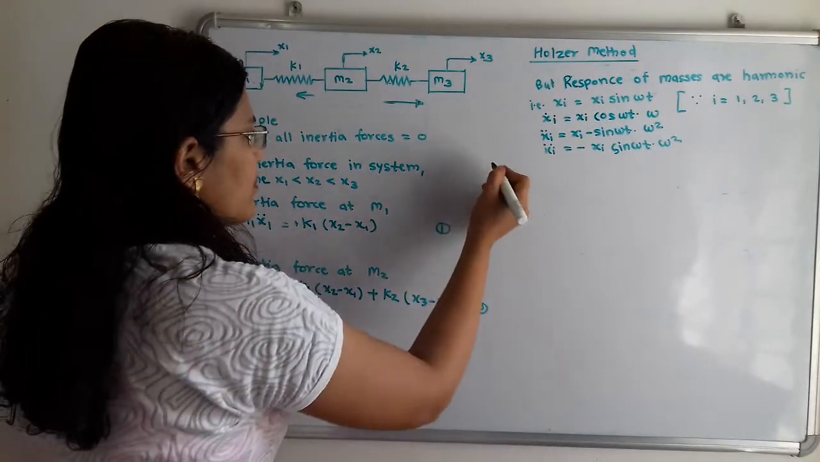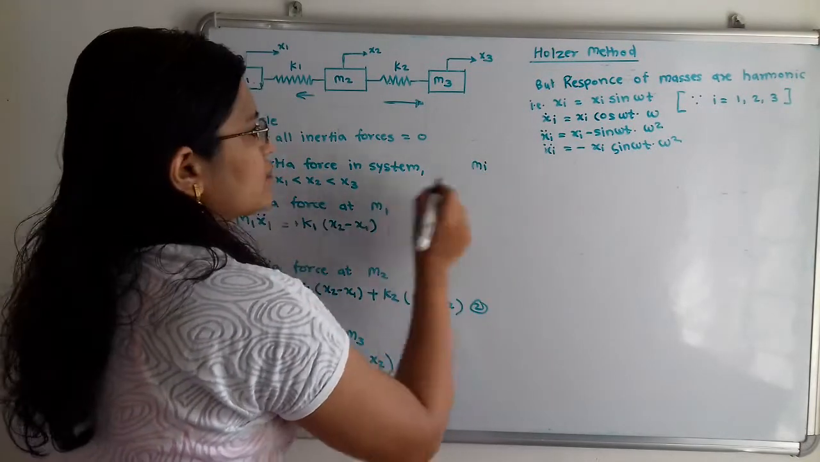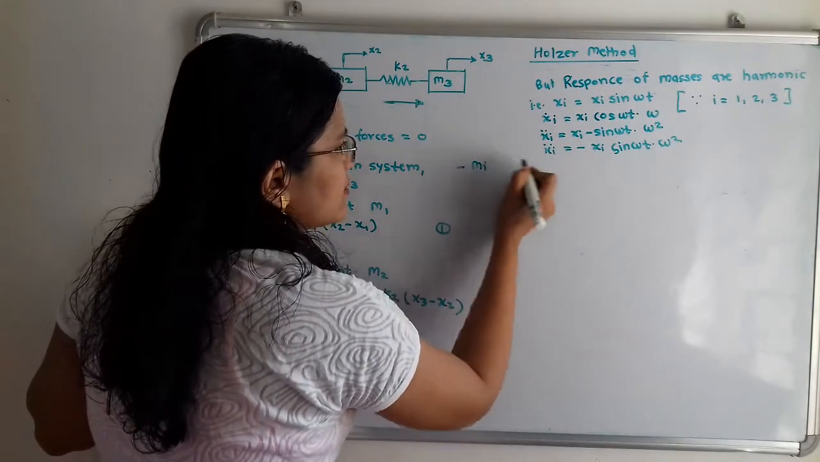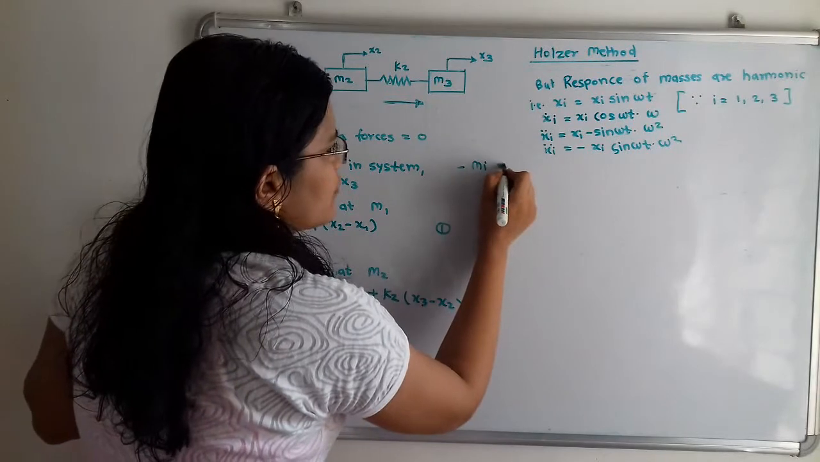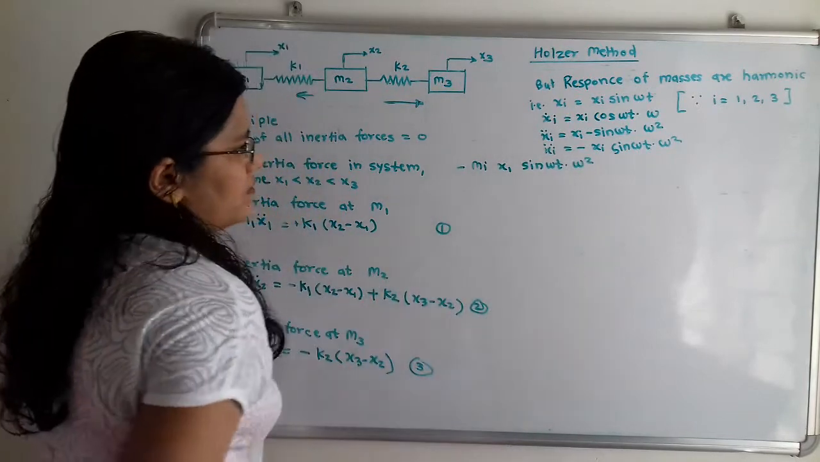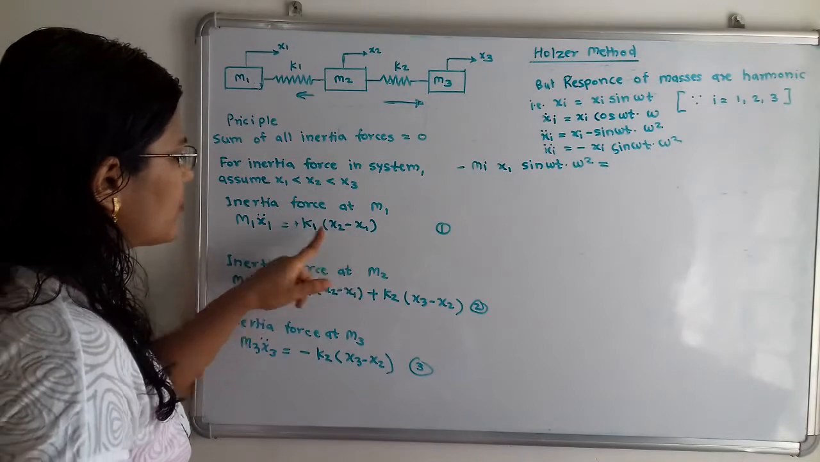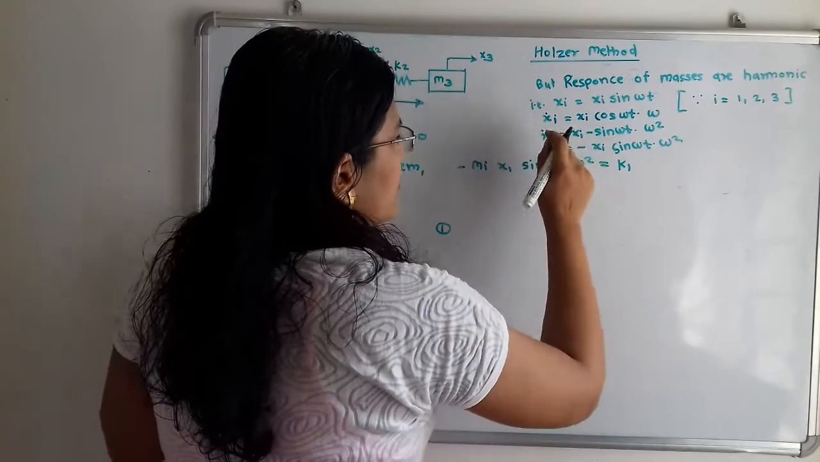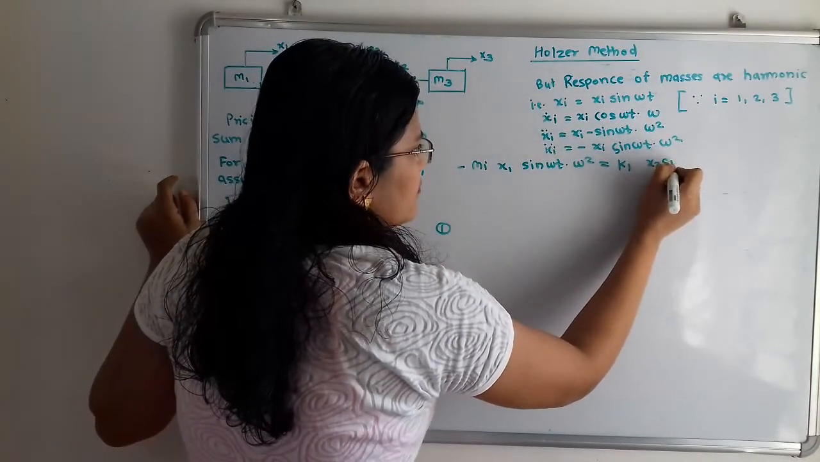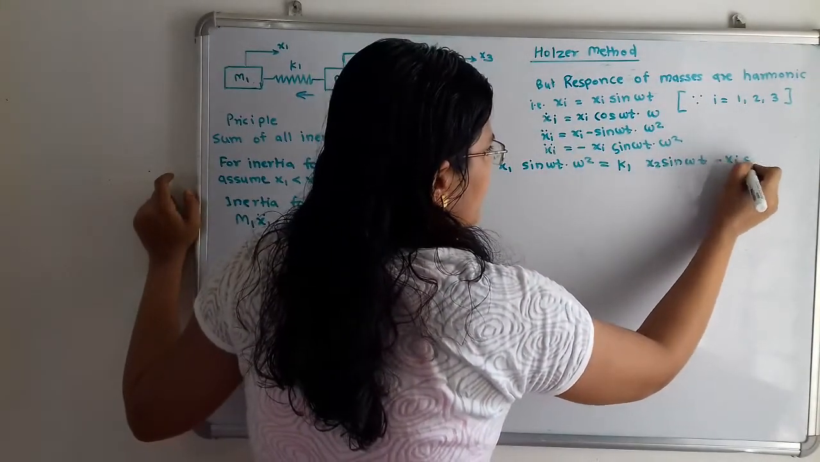So we will write this inertia force at m1. So we will write m1. Now instead of x1 double dot, you have to write minus x1 sin of omega t into omega square. So this is the left hand side, which is equal to, on the right hand side, k1 times x2 minus x1. So we will write k1. What is the value of x2? That is x2 sin omega t, and minus x1, that is x1 sin omega t.